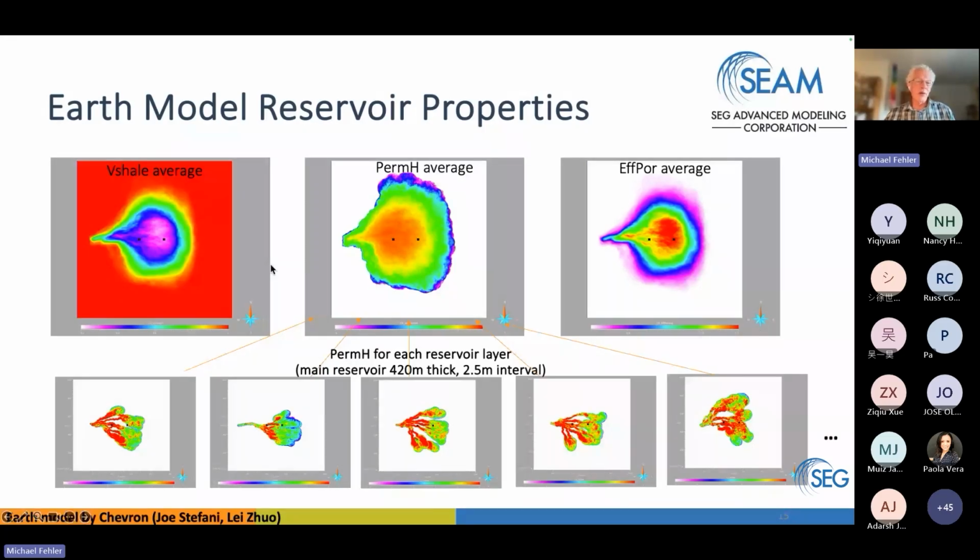V shale defines the rock type. V shale of 1 means it's all shale, and V shale of 0 means it's all sand. When V shale is small, which is in this kind of turbidite, that's where the reservoir is. The reservoirs are in the center of the model. These are the horizontal and vertical effective porosities. And then these are defined on 2.5 meter thick intervals. So there's a lot of depth variation in the reservoir properties.